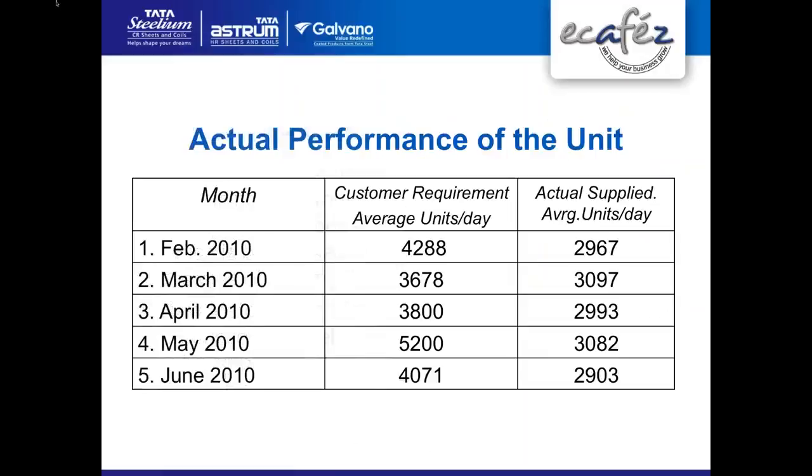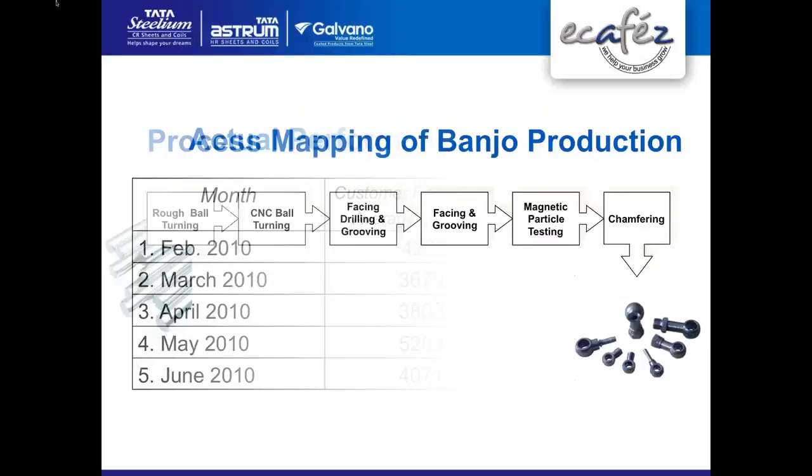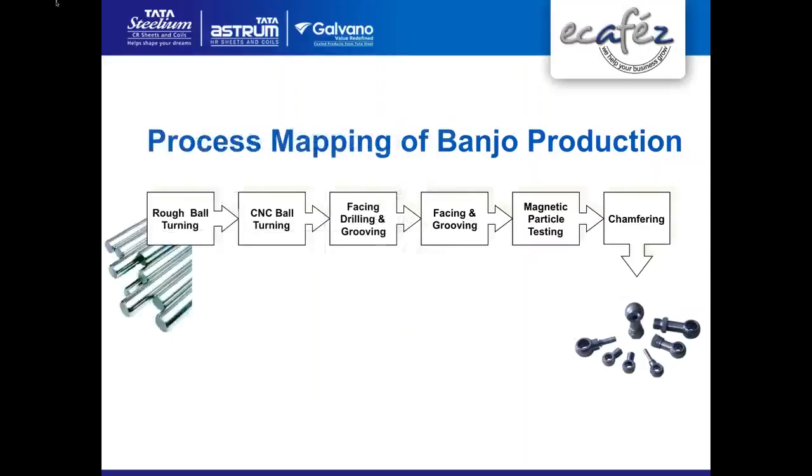There was a real problem in the company. These are the actual data. The 2010 customer requirement was much more than 4,000, and the company was able to do a maximum of 3,000 pieces per day. It was not able to meet the customer demand. So we took it up as a Lean project to improve the productivity without adding any capital cost. These are the various operations: bright bars are used, and the various steps are rough turning, CNC ball turning, facing, drilling and grooving, facing and grooving, magnet testing and chamfering. These were the operations used.